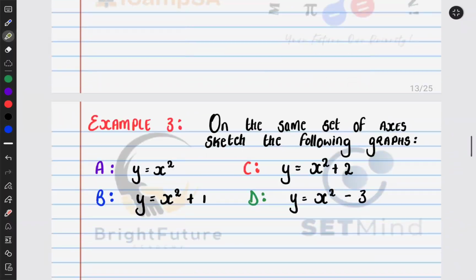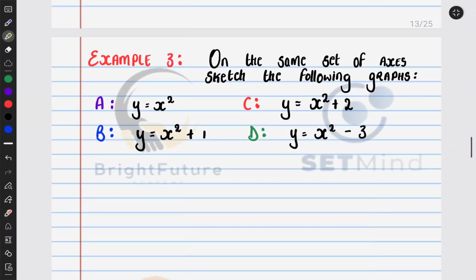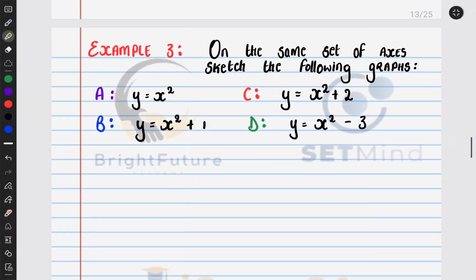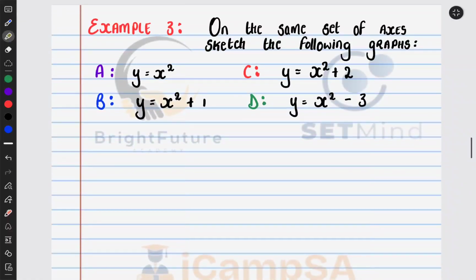Let's go ahead and do example 3. Yeah, I think it deals with that. So for example number 3, on the same set of axes, sketch the following graphs.